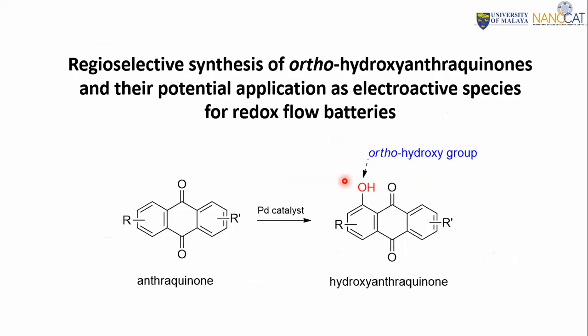Today, I'm going to share with you some of our latest research outcomes. We have recently discovered a way to selectively introduce a hydroxy group to anthraquinone, which could potentially be used as an electroactive species in organic redox flow battery. Studies have shown that functionalization of anthraquinone with electron donating hydroxy group has led to a lower reduction potential and a better aqueous solubility.